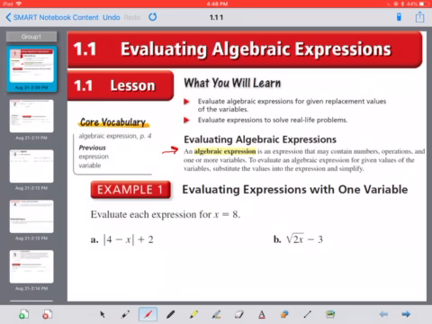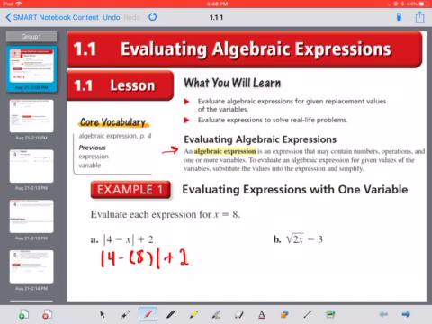So on A, we've got the absolute value of 4 minus x plus 2. So I'm going to replace the x with an 8. I like to put a parenthesis in and then fill in the parenthesis with what I'm substituting. So I'm going to put absolute value of 4 minus, I'm going to put a parenthesis, absolute value plus 2. Now I'm going to plug the 8 in.